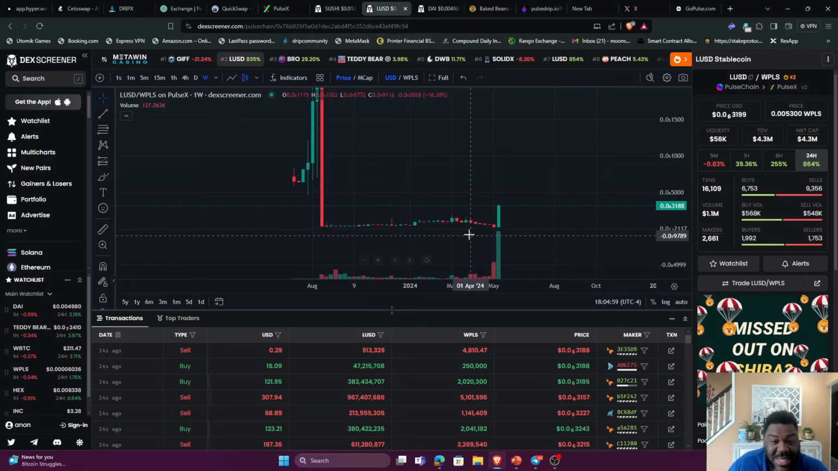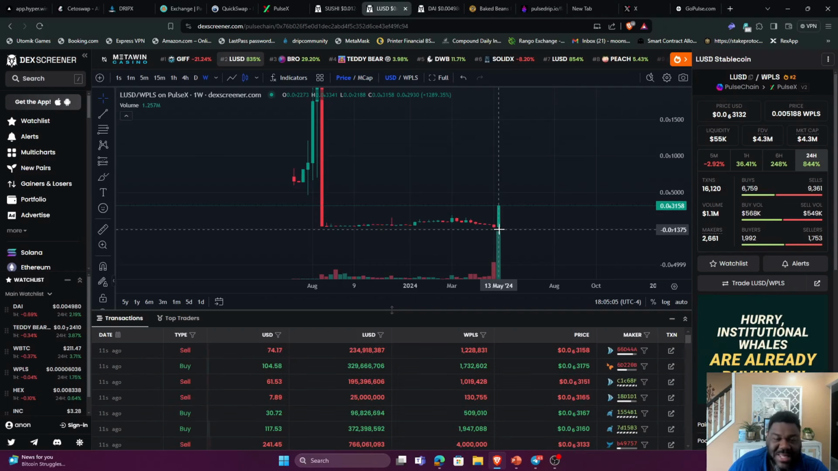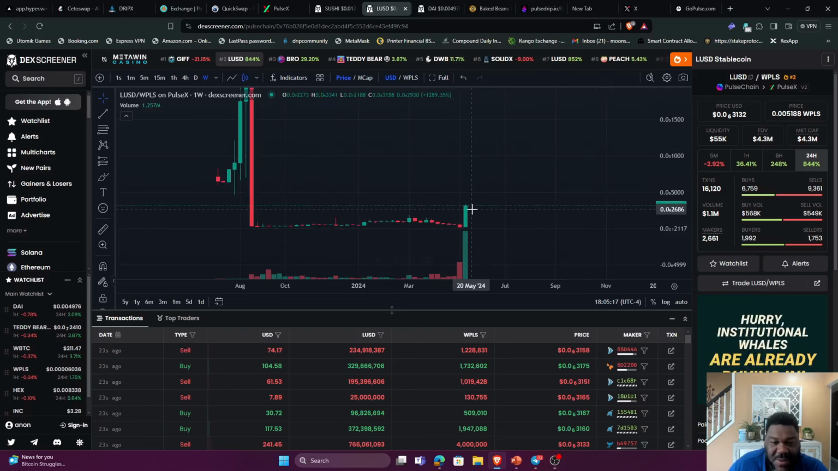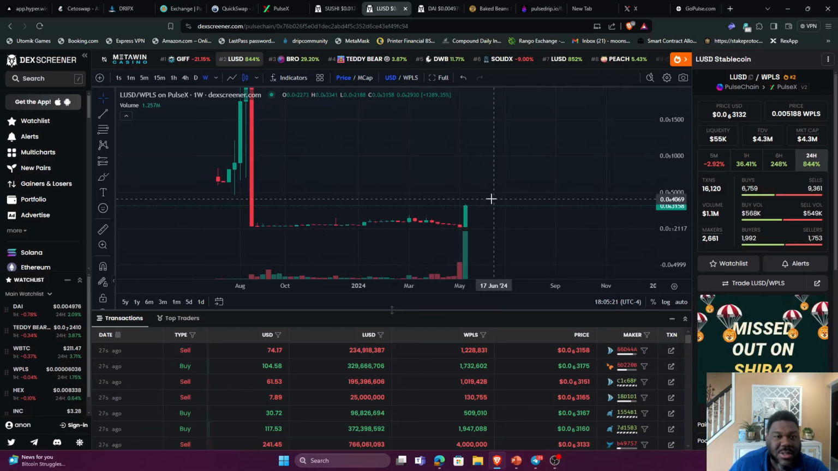Now, this is just the first initial pump, just to let people know what is going on with the LUSD, because the narrative has been set. People are like, listen, if pDai could get to a dollar and pDai did 100Xs already, we know that this token can do the same thing if the community is behind it. So this is the first pump right here that's getting people's eyes and attention on this coin.